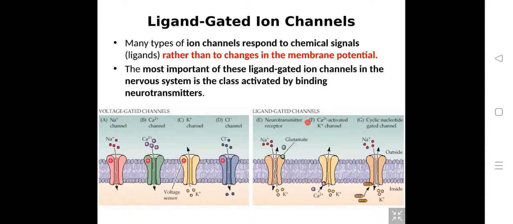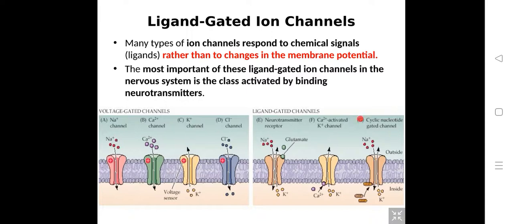Then you have calcium activated potassium channels, and these calcium activated channels are activated intracellularly. Calcium is released, binds the inside part of the integral membrane protein, which is the receptor, and this calcium binding will cause this channel to open and potassium ions to be exuded from the cytoplasm into the extracellular space.